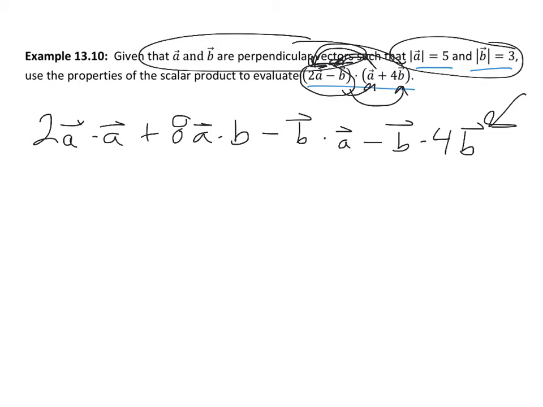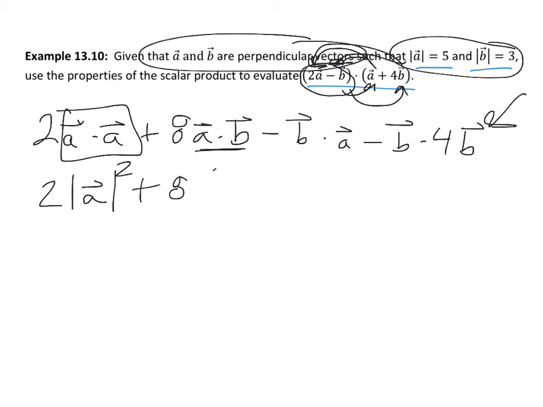Okay. Well, what do we know that A dot A is? We learned previously that A dot A, because A is parallel to itself, is just going to be the magnitude of A squared, right? And what about A dot B? A and B are perpendicular to one another. So what is the dot product of A and B going to be? It has to be 0, right?